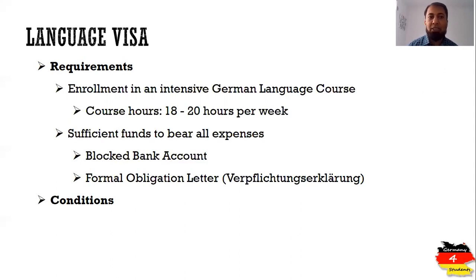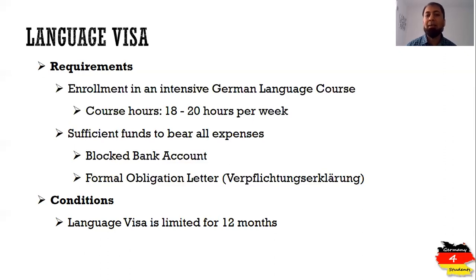Now, there are different conditions associated with each type of visa, and the associated conditions for language visa are: language visa is limited for 12 months only. So if you want to get it extended, it's not possible. So you have to keep this in mind that when you apply for language visa, you are coming to Germany for learning German language for a period of 12 months maximum, and then after learning German language, you will be going back to the home country because it cannot be extended after 12 months.